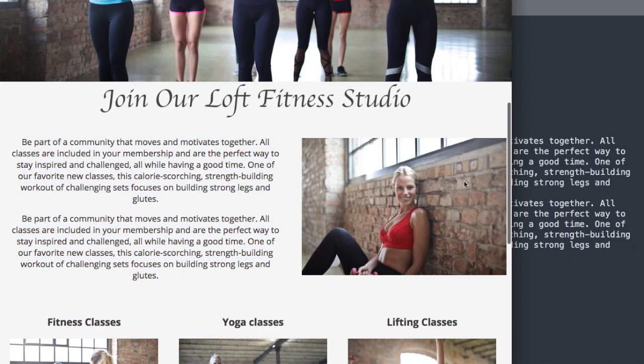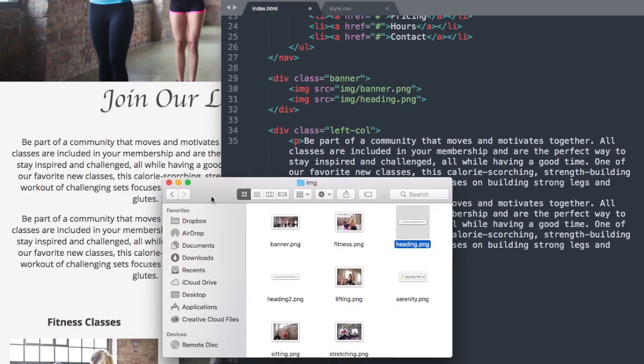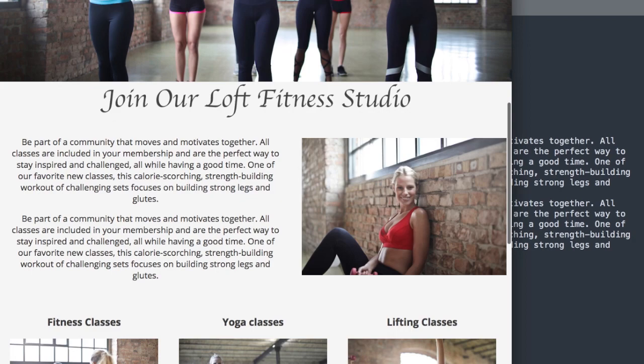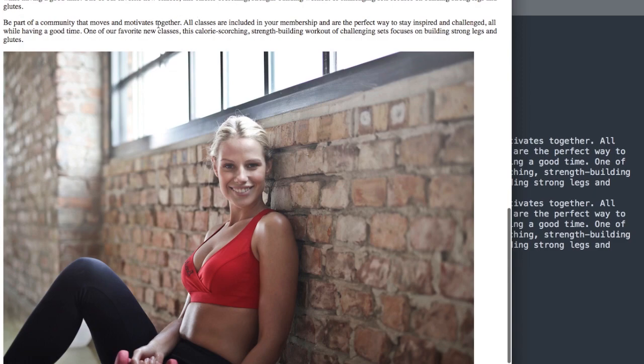Alright, so next let's go ahead and add our left column, or sorry, our right column, and let's call this one sidebar. So div class sidebar, and then you can close your div, and we'll add the image that's in there. So image source img/, and this one is sitting.png. Okay, so now if we refresh, we should have 2 paragraphs followed by the sitting image, which we do right here.